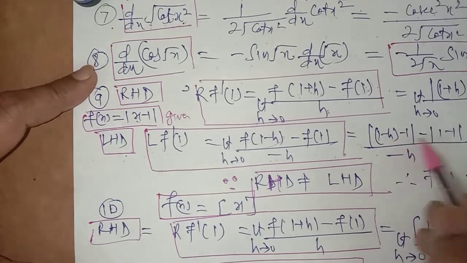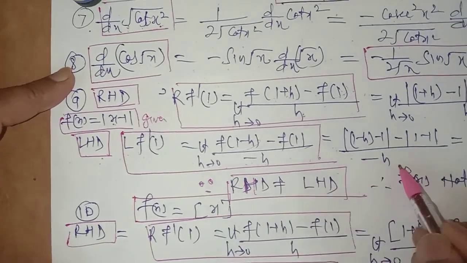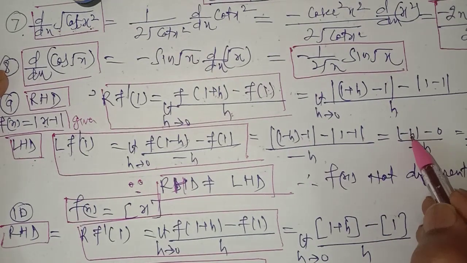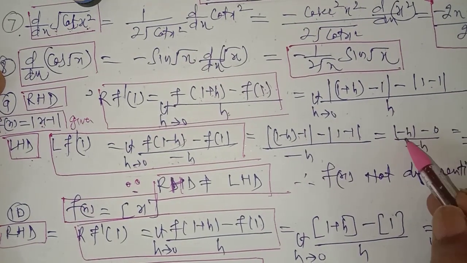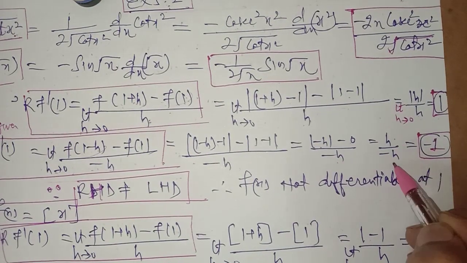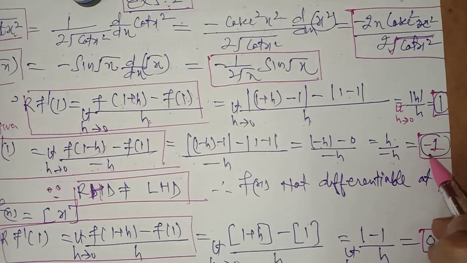The 1 minus h minus 1, 1 minus 1, f1 upon minus h. So minus 1 and minus 1 cancelled out. It is the mod of minus h. It is 0 upon minus h. This is mod of minus h, which is equal to plus h upon minus h, comes out to be minus 1.